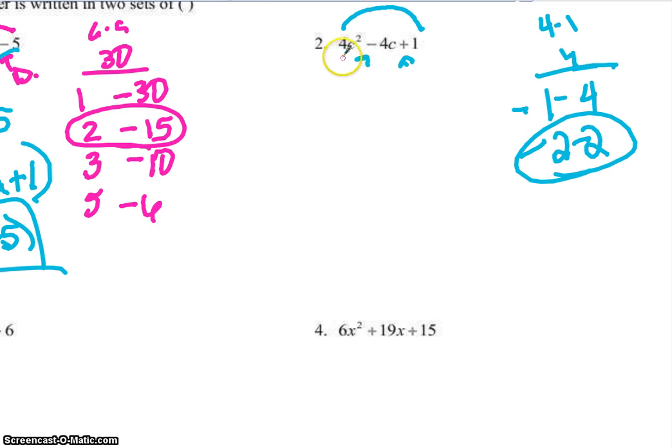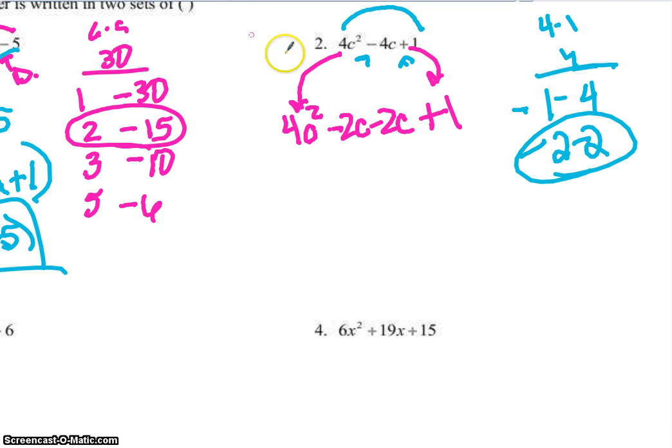Remember, at this point, you're going to bring down your 4c squared. Pull over your -2, so minus 2c minus 2c. Bring down your plus 1. So then you're ready to cut it in half. First 2 have a 2 and a c in common. It leaves you 2c minus 1.